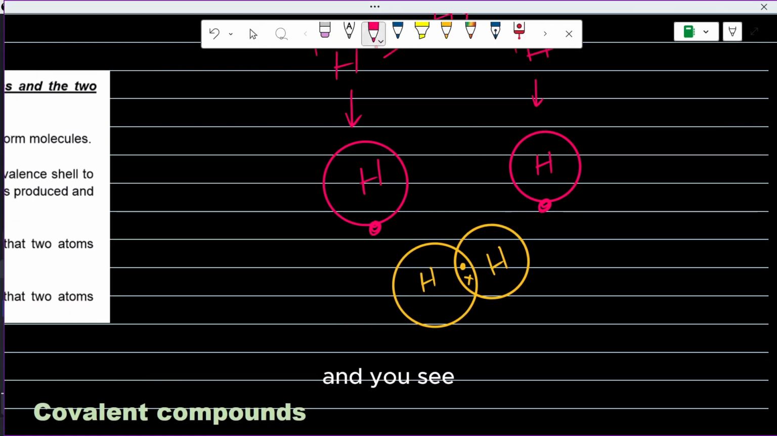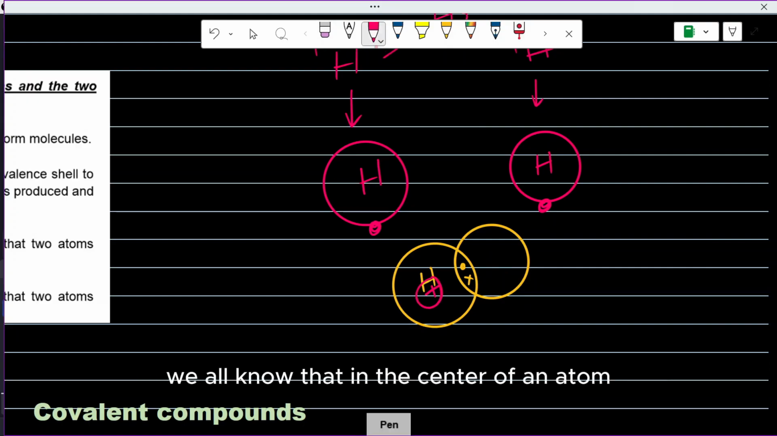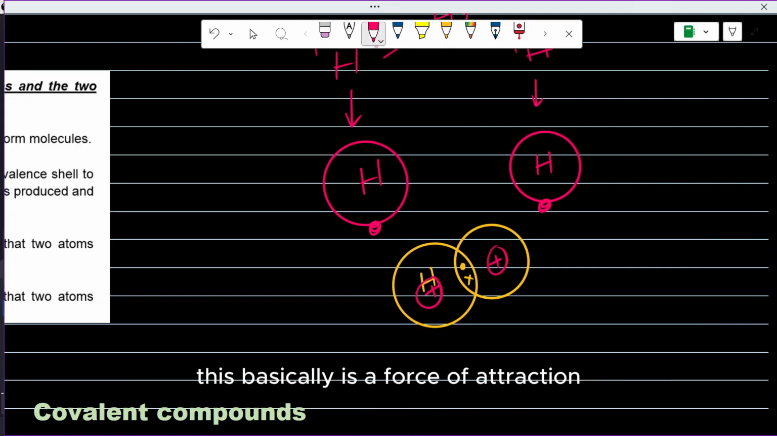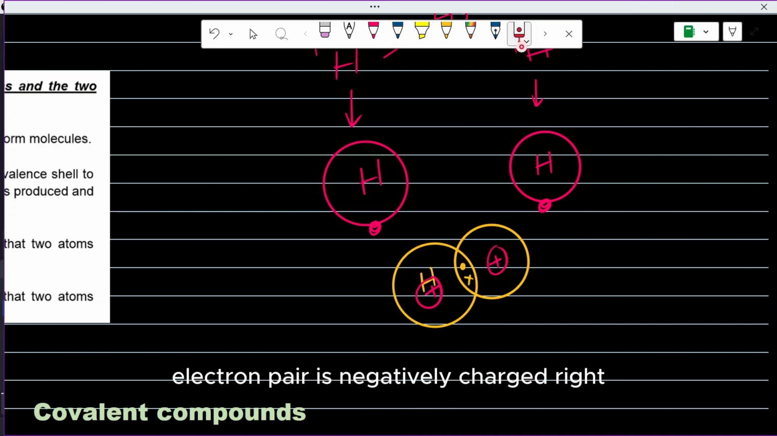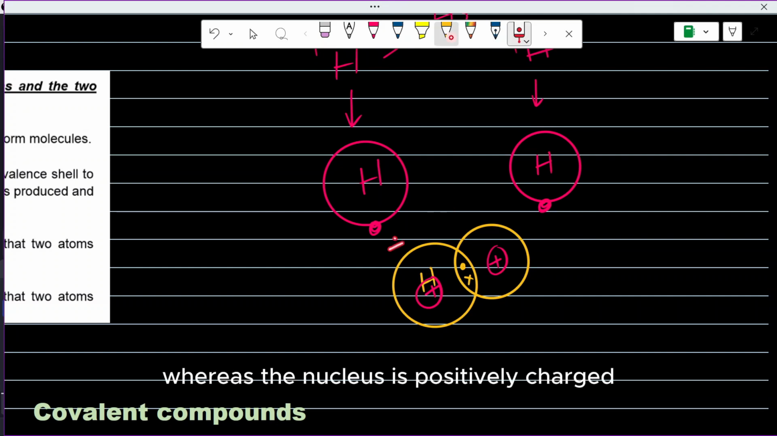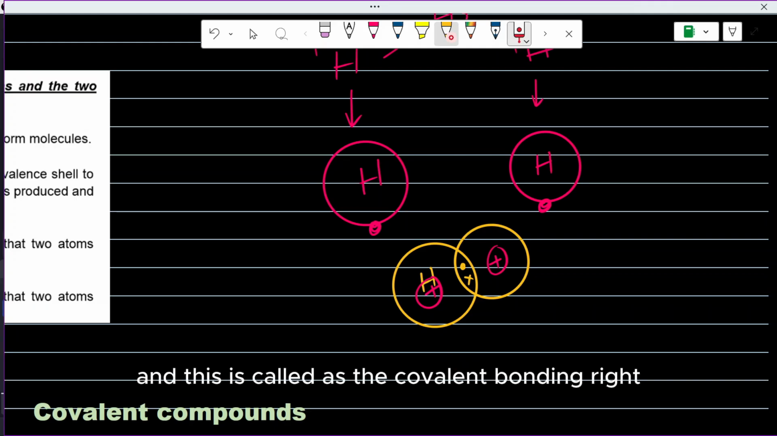Okay, and you see the center of an atom contains the nucleus, right? We all know that in the center of an atom there's a nucleus. So this basically is a force of attraction between the shared pair of electrons and the nucleus of an atom, right? The electron pair is negatively charged, whereas the nucleus is positively charged. So this is a very strong force of attraction which is holding the atoms together, right? And this is called covalent bonding, right?